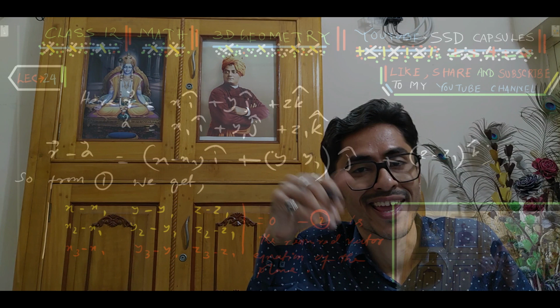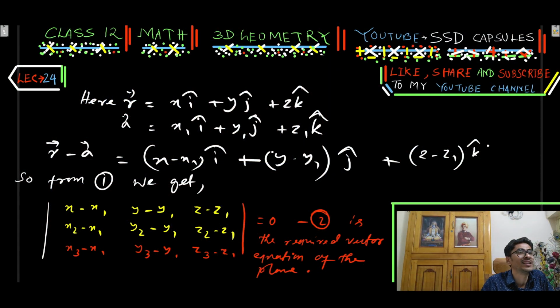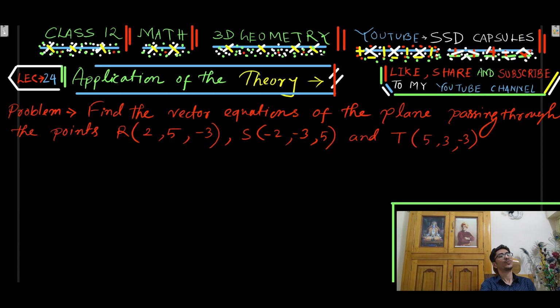Now we are going to see an application of the theory we have learned today. So without wasting any time, let's go to the next slide. Problem: find the vector equation of the plane passing through the given points. So we have to find the vector equation here. Solution.